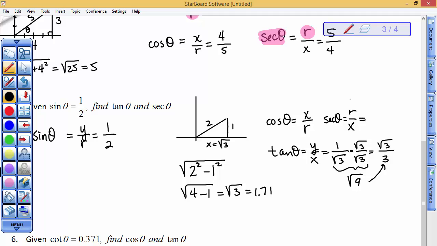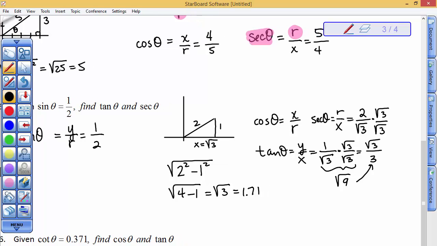For secant, which is the other thing they ask for, secant is r, which for us is a 2, over x, which is the square root of 3. And to rationalize that denominator, again, I got to multiply top and bottom by the square root of 3. So in the numerator, I have 2 square root 3. You can't do anything with that. In the denominator, I have 3. So tangent and secant is what I was looking for.